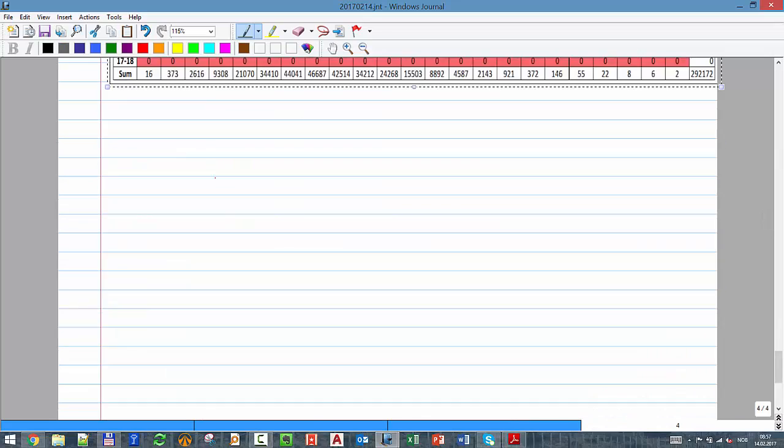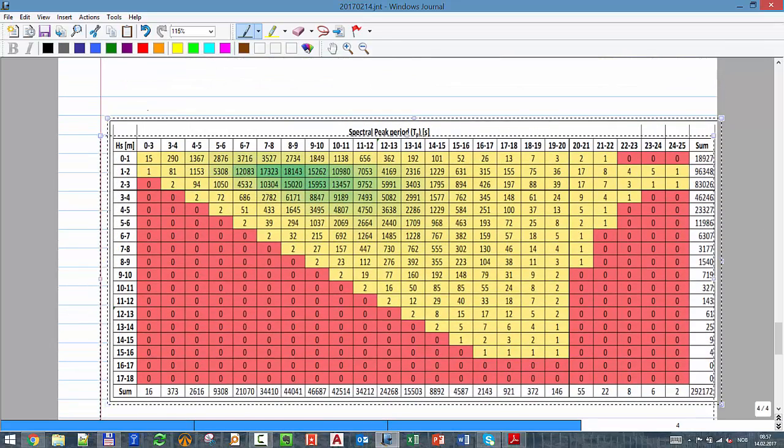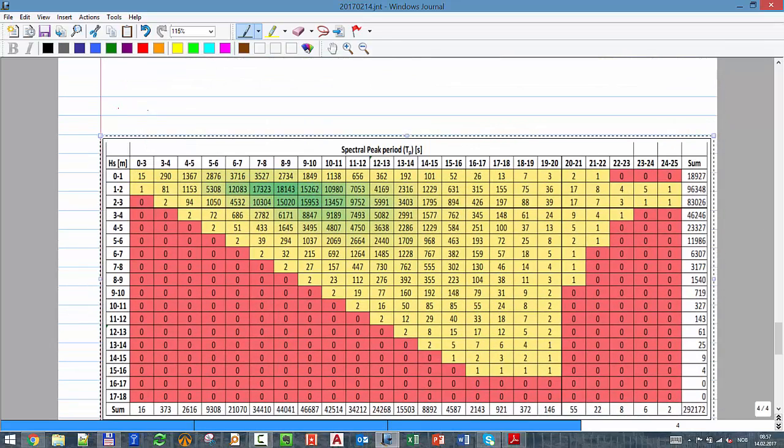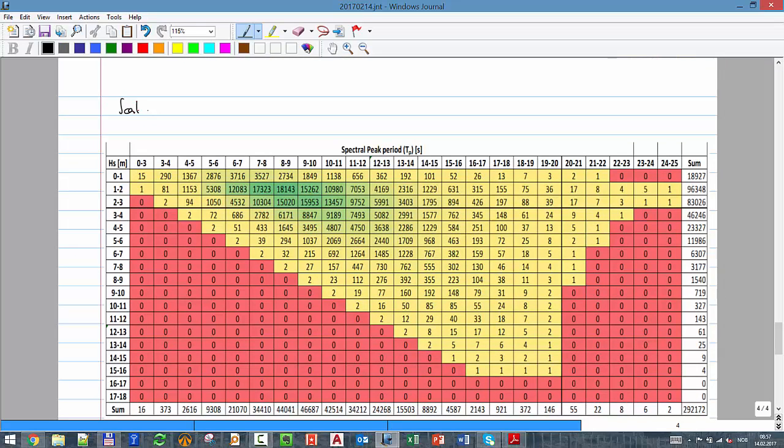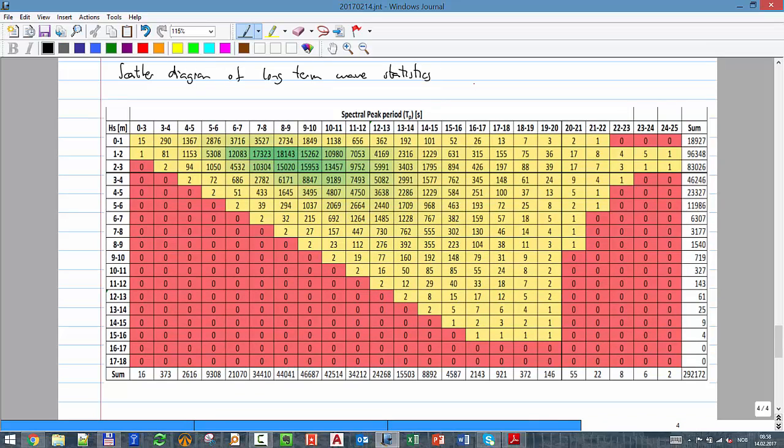Let me put it here. So that's what we call a scatter diagram. Let's put the name so you're also getting used to it. Scatter diagram of long-term wave statistics. And in this particular case, that's for that field, Ormen Lange, in mid Norway.